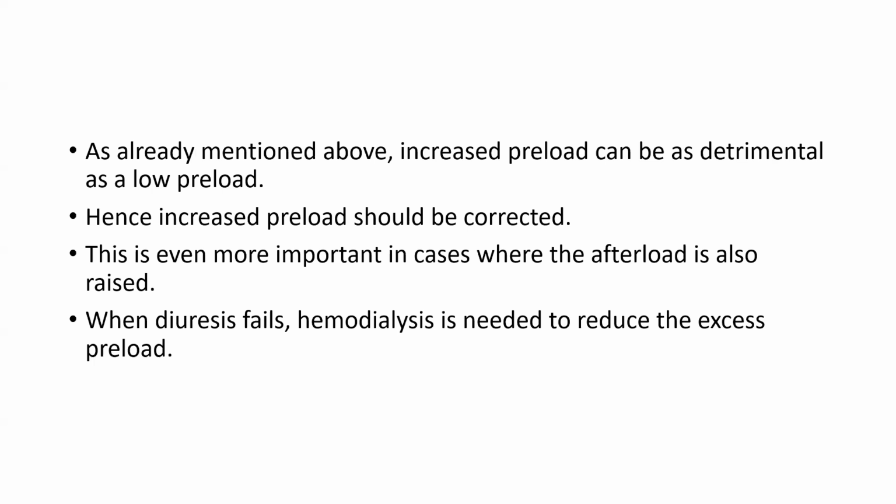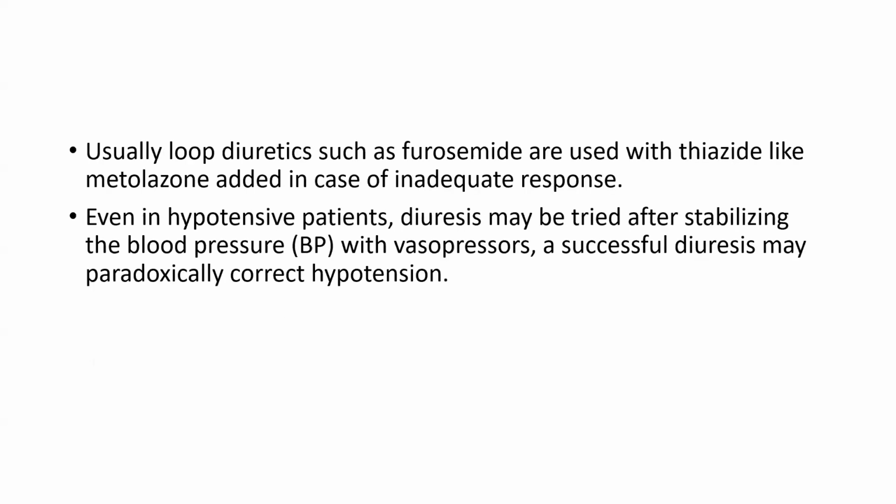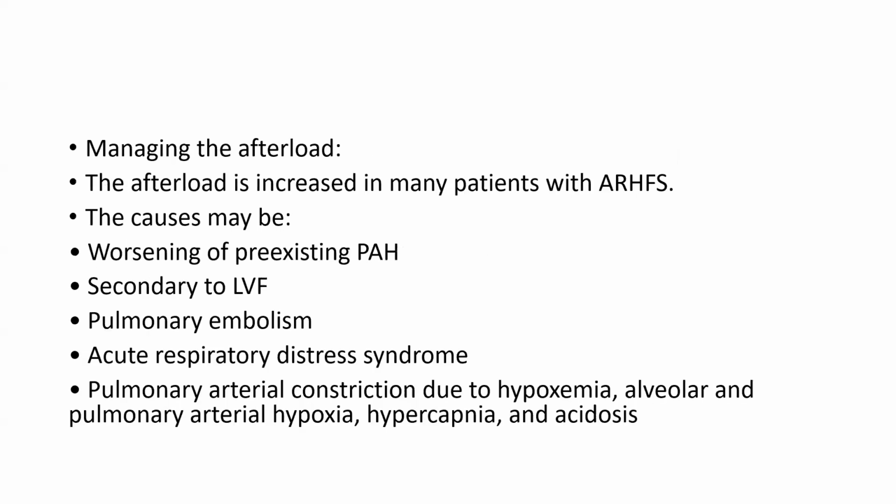When diuresis fails, hemodialysis is needed to reduce the excess preload. Usually, loop diuretics such as furosemide are used, with thiazide-like metolazone added in cases of inadequate response. Even in hypotensive patients, diuresis may be tried after stabilizing the blood pressure with vasopressin. Successful diuresis may paradoxically correct the hypotension.